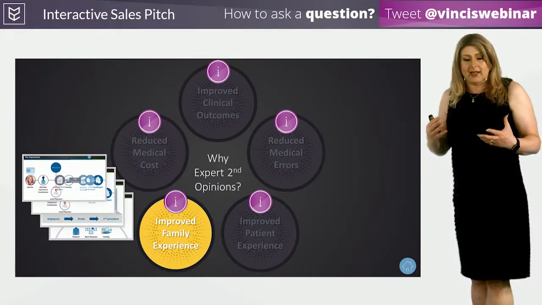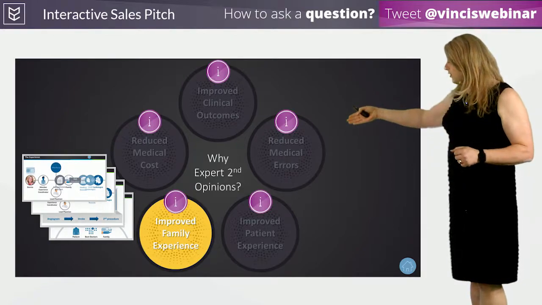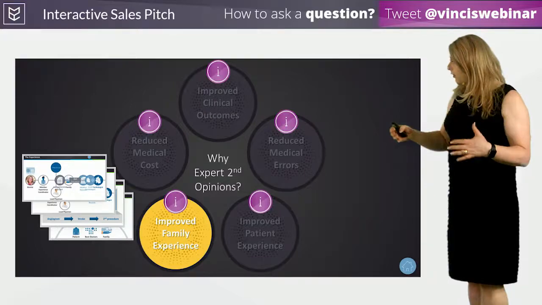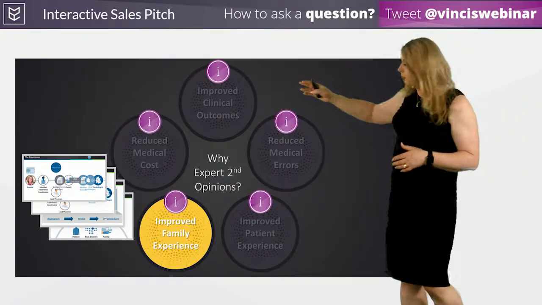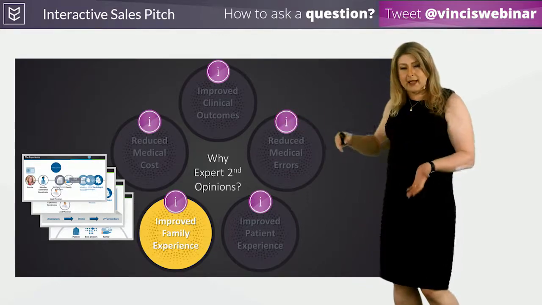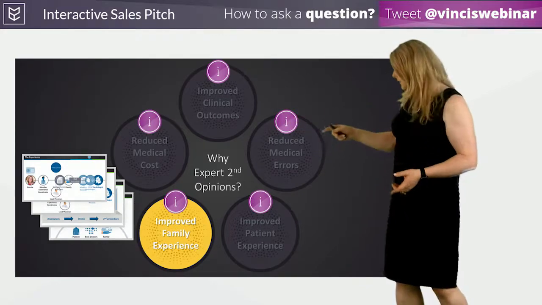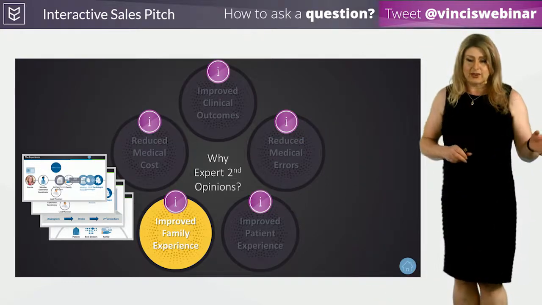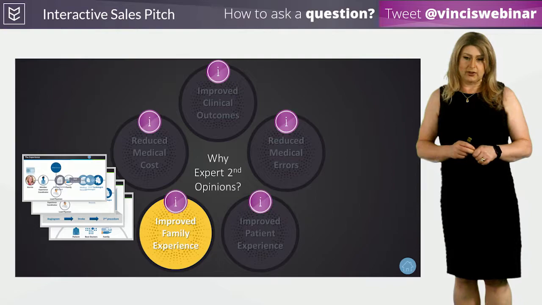The most pressing issue for this person was reducing the medical errors. The second one then was improving the experience. So we might think that actually the improved clinical outcomes is the most important. But what the client is telling us by his choice is that actually, eliminating getting sued is far more important than actually improving the outcome of his general population.